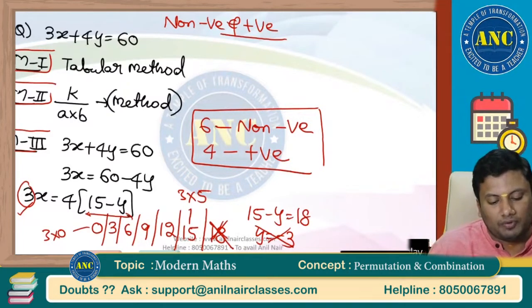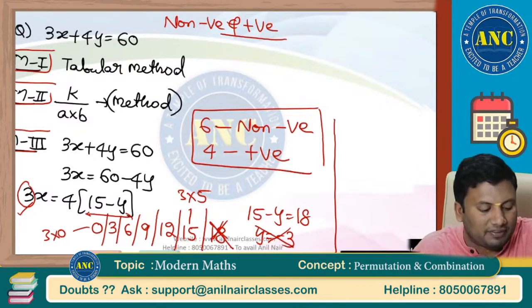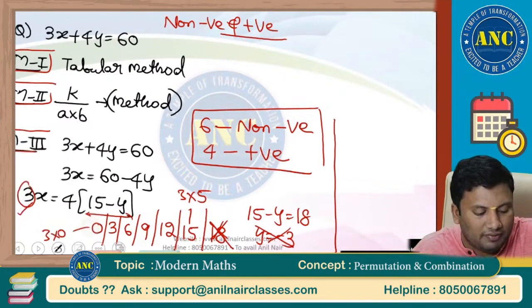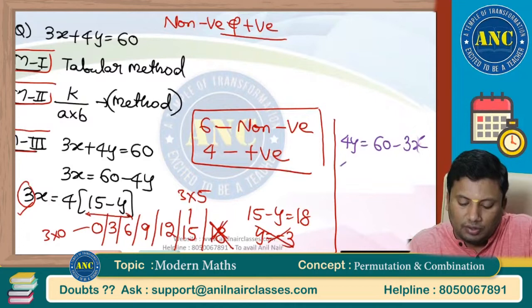3x plus 4y equals 60. Sir, can't I keep 4y on the left hand side? That also will give you the answer. Let us see. 4y equals 60 minus 3x. So 4y is 3 into 20 minus x.